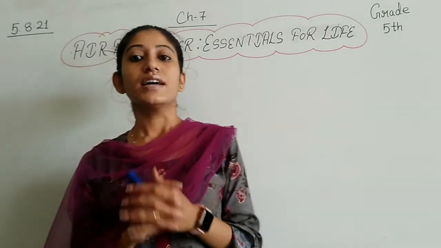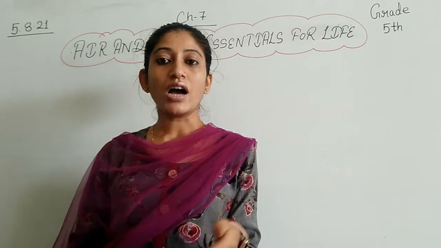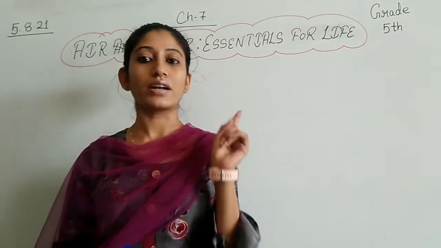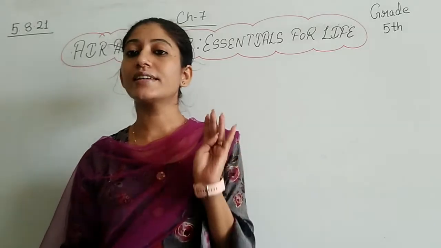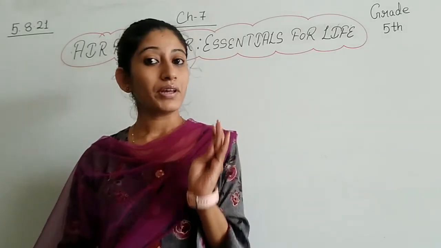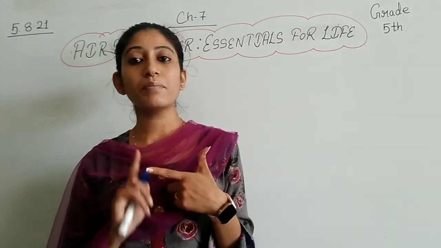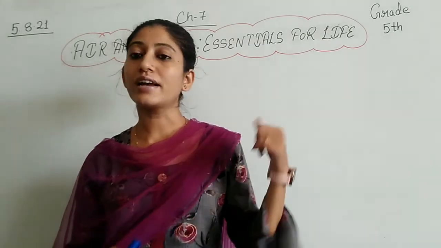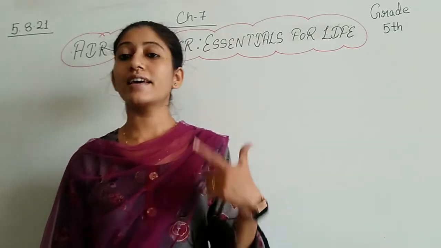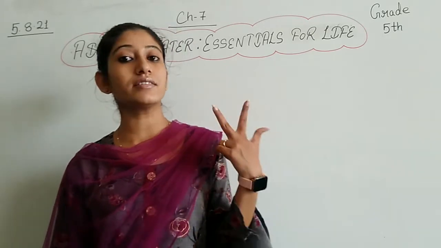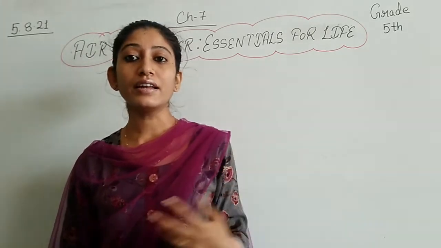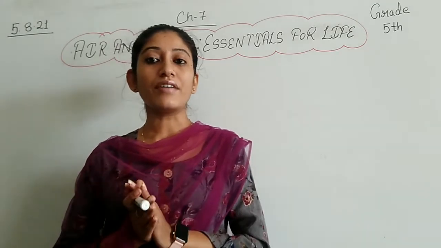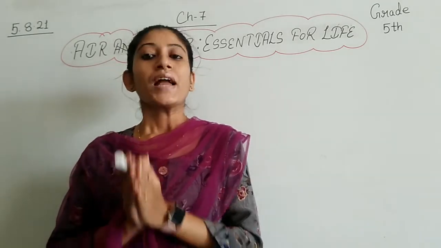So in this chapter, till now we have learned what is air, and the composition of air that is necessary for breathing. Then different properties of air: air occupies space, air has weight, air exerts pressure in all directions, right? And all these things we have discussed related to air.